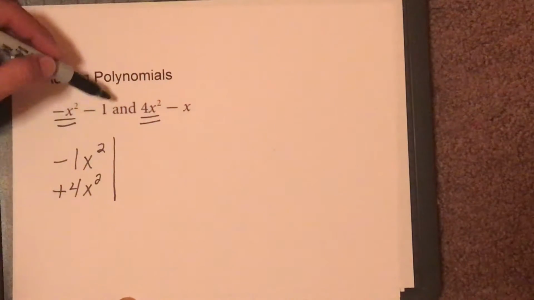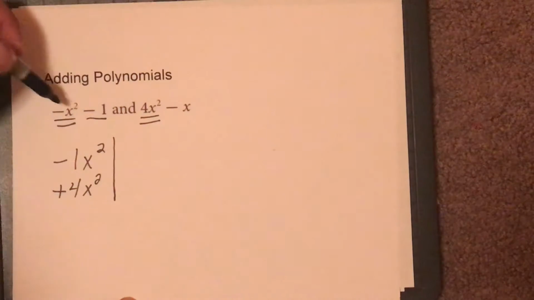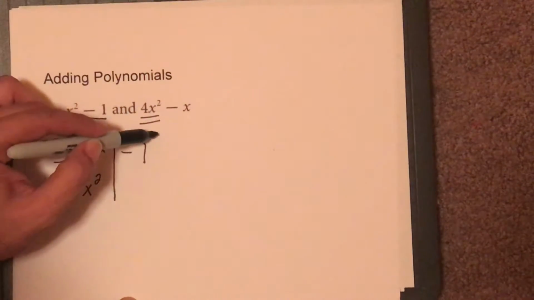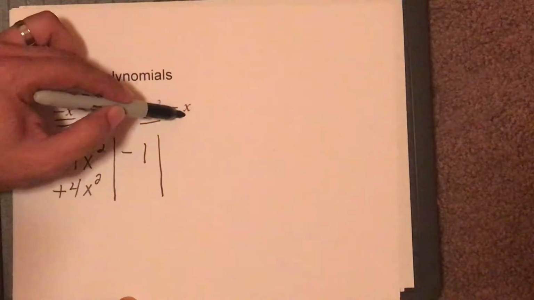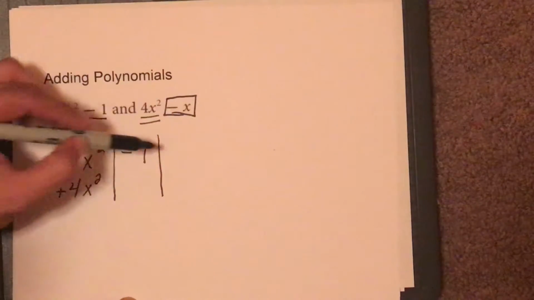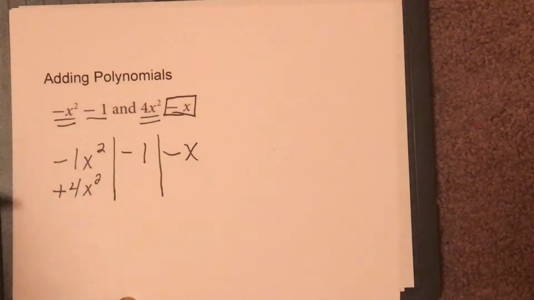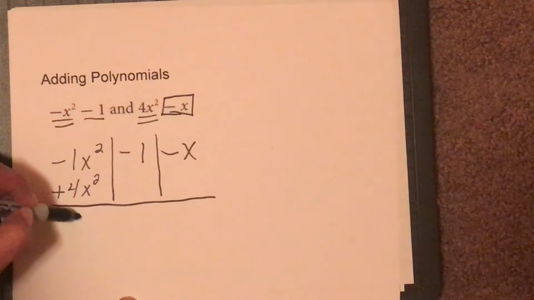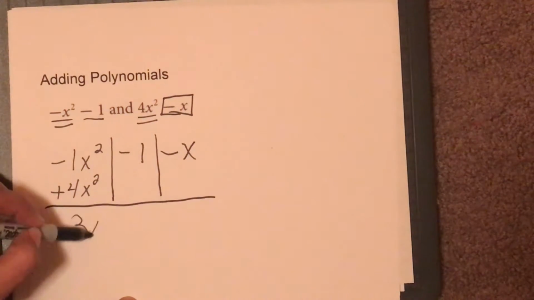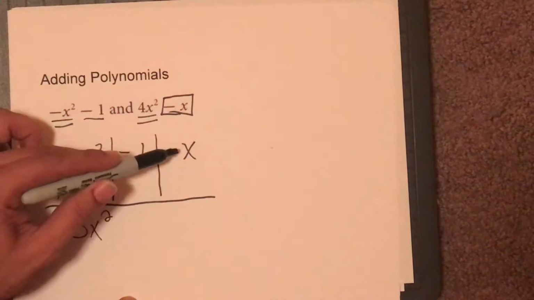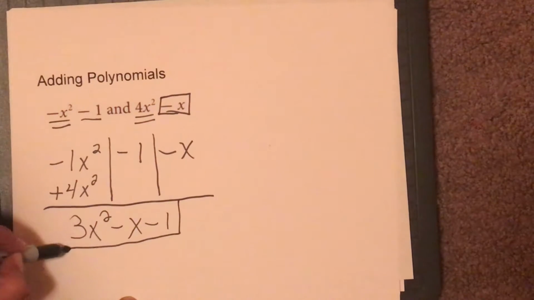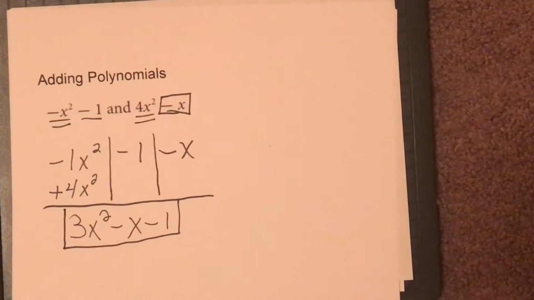Next, you can see that we have a negative 1, so we'll identify it there. There is no other constant, so we'll move on. Then here we can see that we have negative x. We are going to go ahead and combine our like terms. 4 positives with 1 negative make 3x squared, negative x, minus the 1. And that will be our final answer.